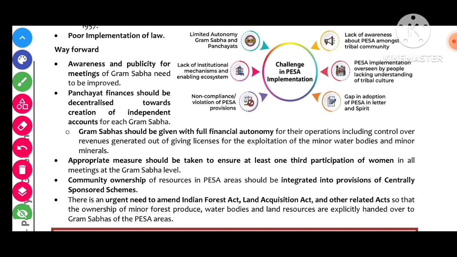Okay, and what are the challenges in PESA implementation? These are challenges, so you can remember and read thoroughly. Okay, and the way forward: awareness and publicity for meetings of Gram Sabha should be improved, and Panchayat finances should be decentralized towards creation of independent accounts for each Gram Sabha.